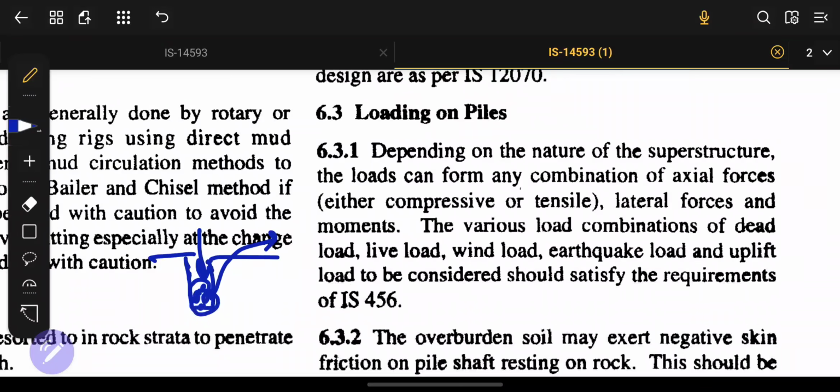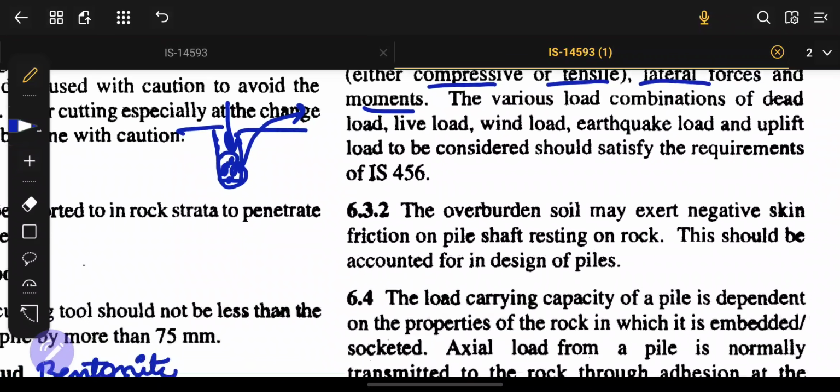So loading on the piles. Loading on the piles can be axial. Axial means compression or tension. Then lateral loads and moments, so these are the horizontal forces and moments. The various load combinations of dead load, live load, wind load, earthquake loads, and uplift load to be considered should satisfy the requirement. So this we have already discussed.